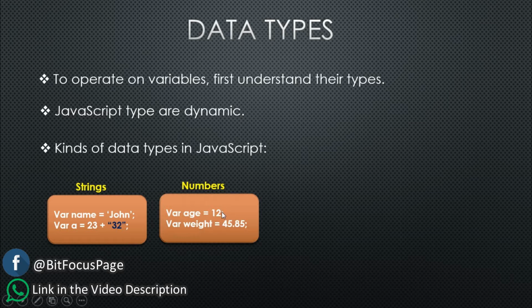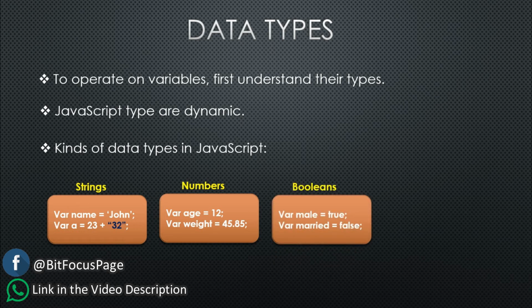Number, you see, 12 is a number without single or double quotation, so it is an integer, and this number is also a number but decimal. No matter decimal or integer at all, it is a number, or its data type is a number.